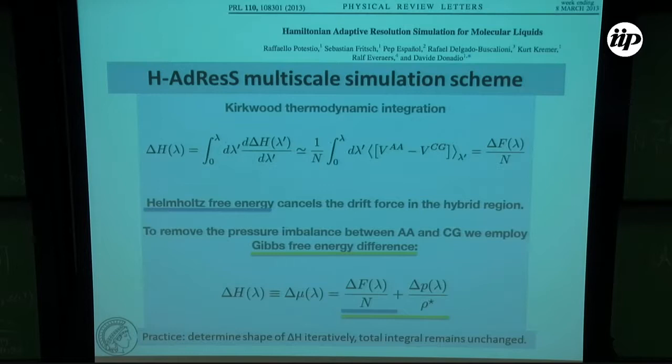And of course, one can extend this so that one not only looks at Helmholtz free energy, but can also look at the Gibbs free energy. And that means I can take my atomistic region and my coarse-grained region, and in principle, I can choose for my coarse-grained region whatever I want, if I have a proper Hamiltonian, and use then the generalized Helmholtz free energy, or thermodynamic integration, to interpolate between these different systems, which then allows me to couple these systems.